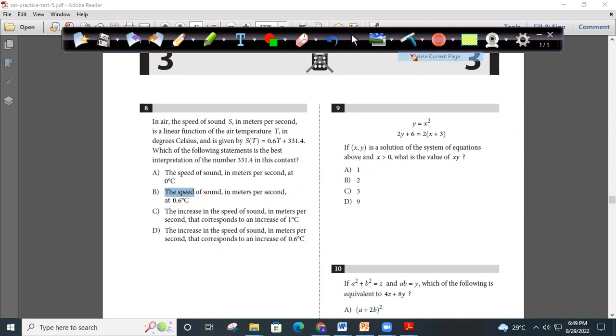So definitely A for Agra is the answer. Now C: the increase in the speed of sound in meters per second that corresponds to an increase of 1 degree. This would have been answered if they had asked you what is the meaning of 0.6.